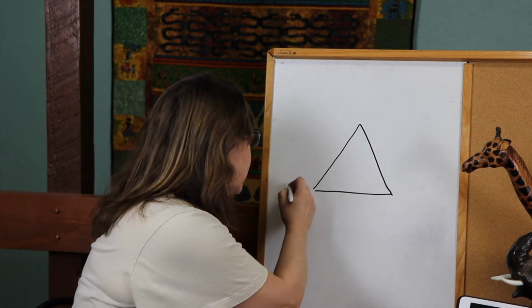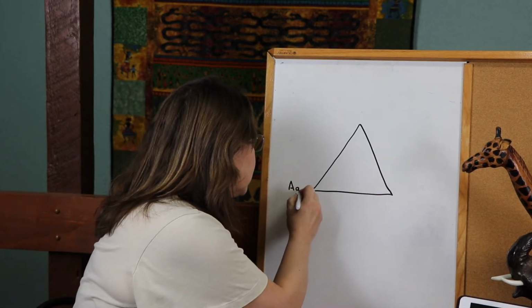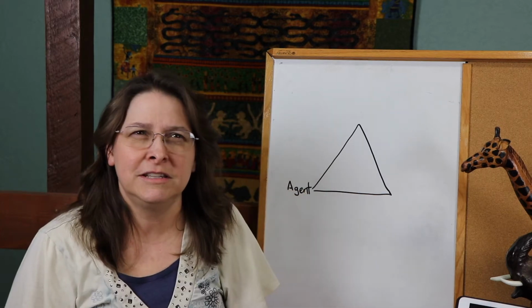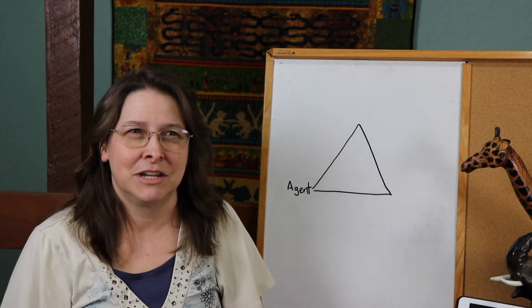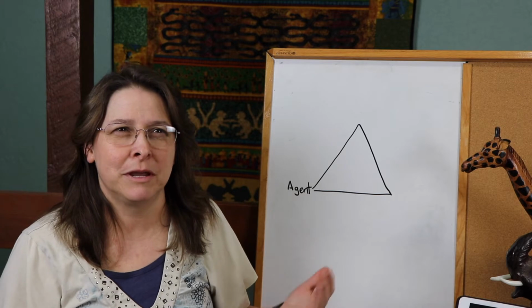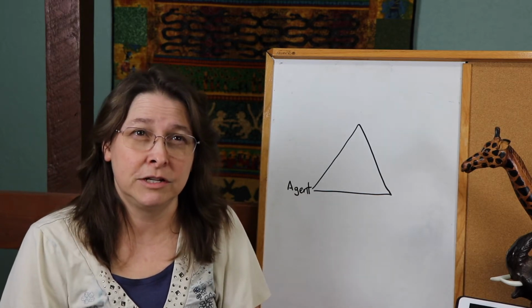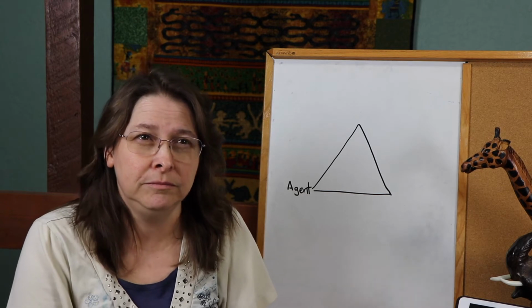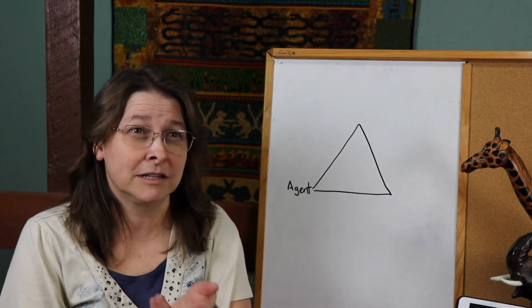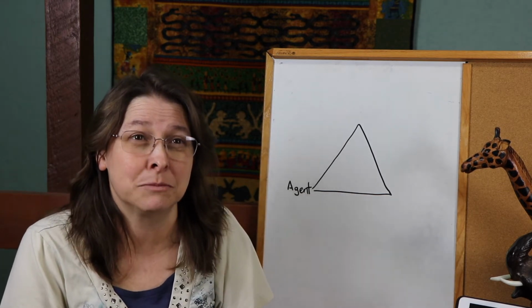On one corner of the triangle, we have the agent. The agent is the bad guy in our crime scene investigation. He's the one causing harm to the patient, which again is the entire population. In the case of COVID, the agent is the SARS-CoV-2 virus. In the case of malaria, the agent is a little parasitic protozoan called a plasmodium.